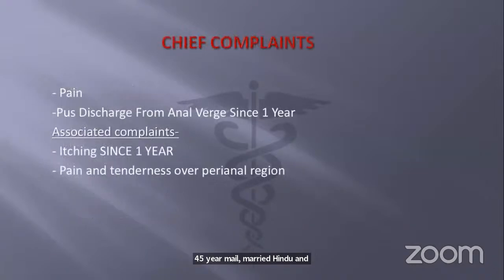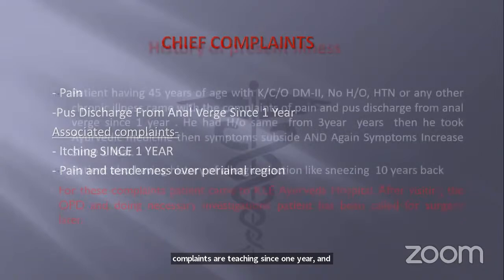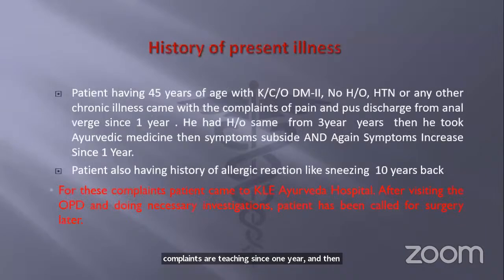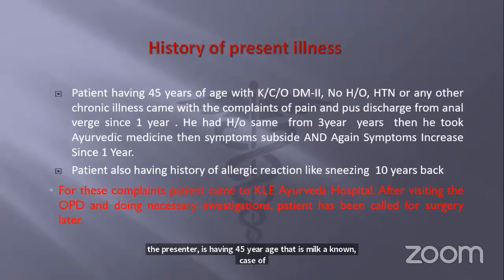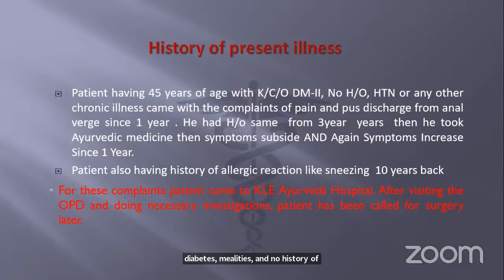The chief complaint of the patient is pain and pus discharge from the anal verge since 1 year, and associated complaints are itching since 1 year and pain and tenderness over the perianal region. In the history of present illness, the patient is a 45-year-old male, a known case of diabetes mellitus, with no history of hypertension or any other chronic illness. He comes with the complaint of pain and discharge from the anal verge since 1 year.